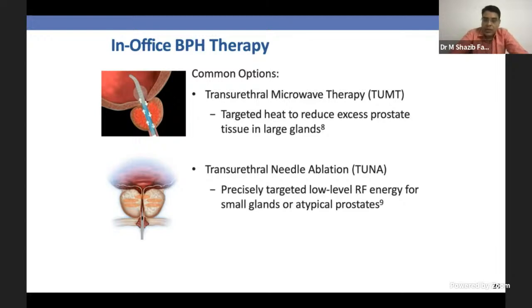Similarly, in transurethral needle ablation, what happens? Low-level radio frequency energy is used. Similarly, a probe is inserted into the urethra, and at the level of the prostatic gland, the radio frequency is targeted. Because of this radio frequency, the intraprostatic temperature increases to about 110 degrees centigrade, leading to coagulative necrosis of the prostatic gland, and the prostatic gland tissue is ablated.